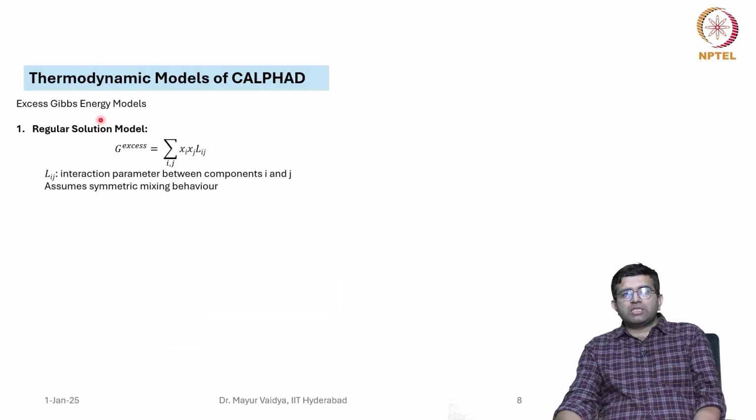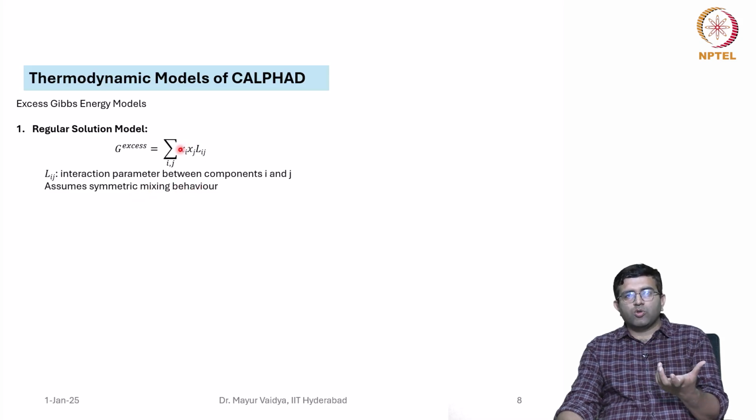As I already said, excess Gibbs energy models include the regular solution model, where Gxs is written as summation xi xj lij, which is the interaction parameter between components i and j. This assumes a symmetric mixing behavior. Earlier we talked only about binary systems, but now this can be generalized for systems with n number of components.